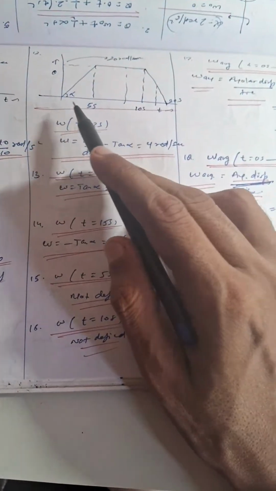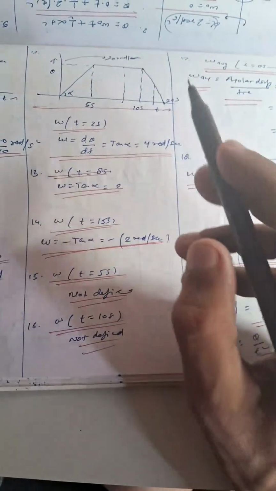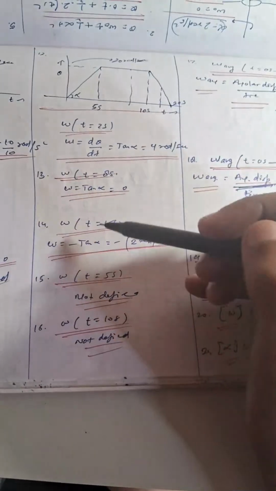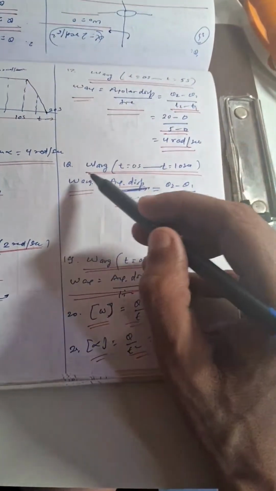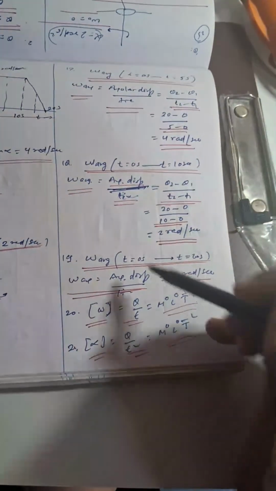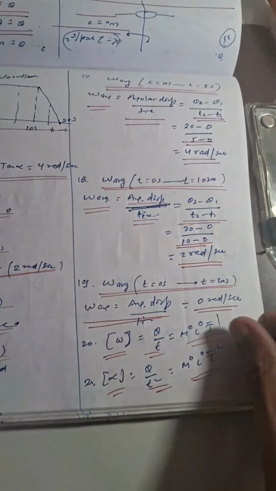Then number of revolutions. Then another question based on the graph between angular displacement and time. We need to calculate angular velocity at different points. Then average angular velocity in different time intervals. Then units and dimensions of omega and alpha.